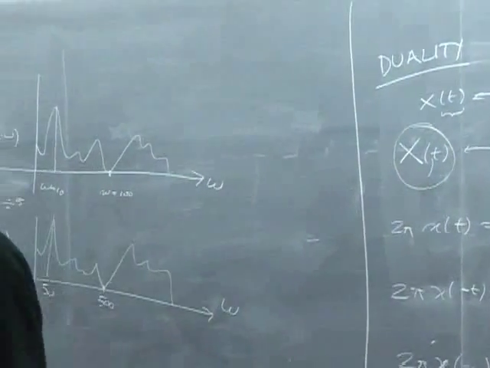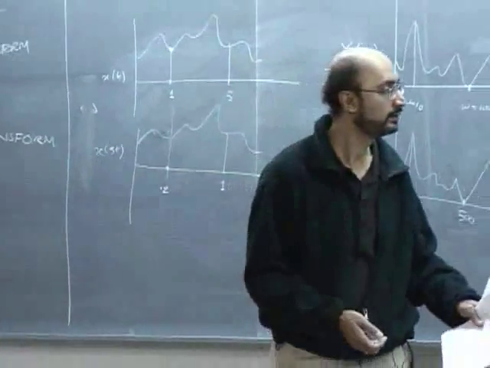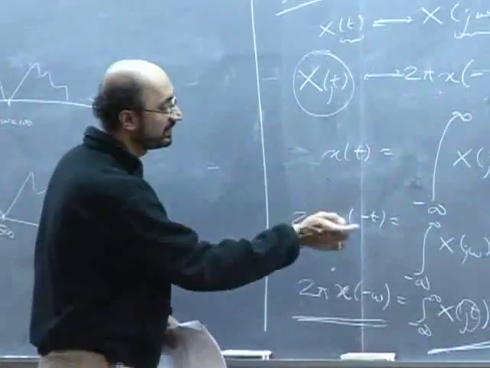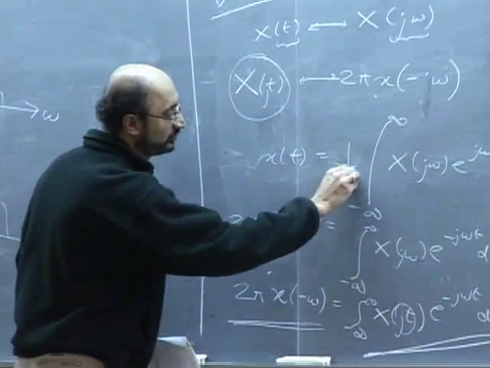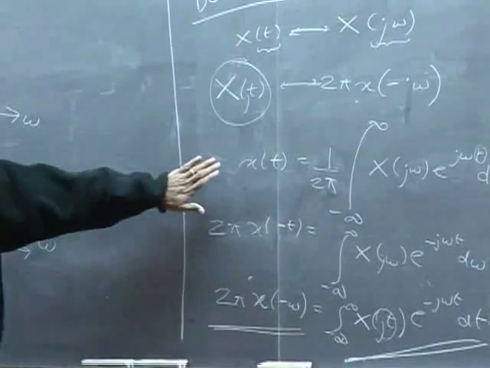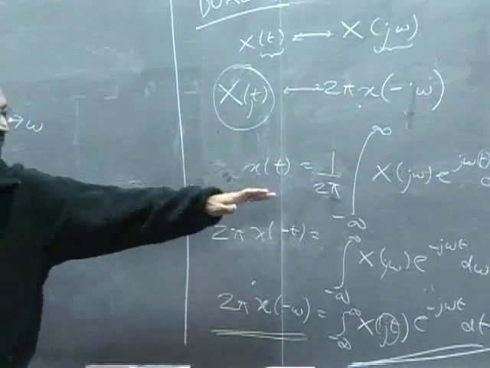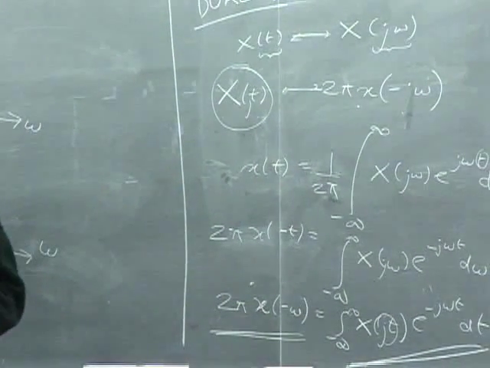Yes? I kind of lost where the 2 pi came from. Where the 2 pi came from? So by definition, we have x of t is 1 over 2 pi. This is the definition of an inverse Fourier transform. I just moved it to the left-hand side. That's all. That's where it came from.